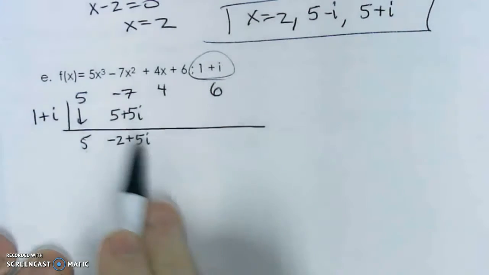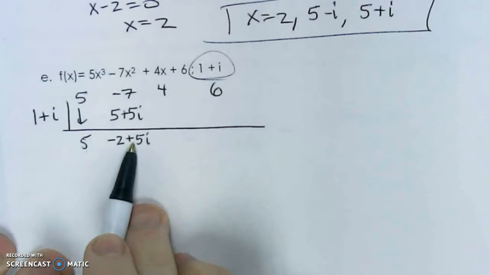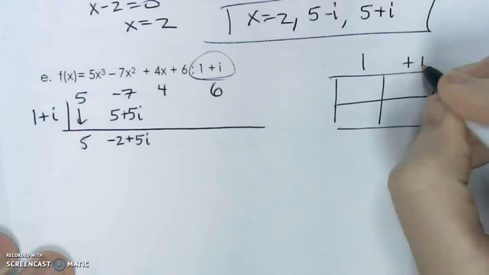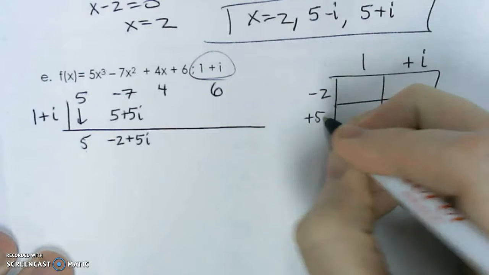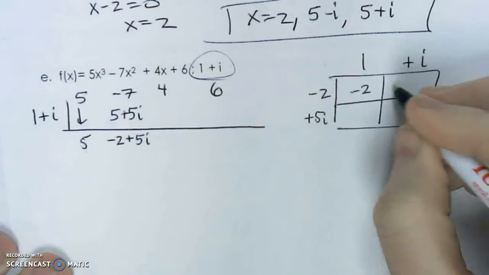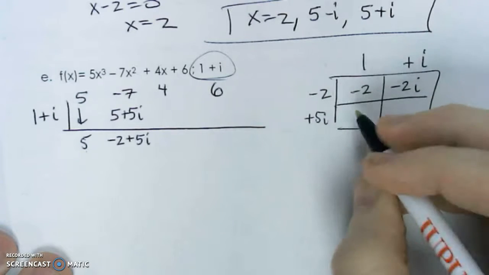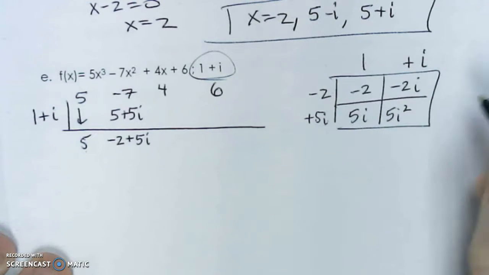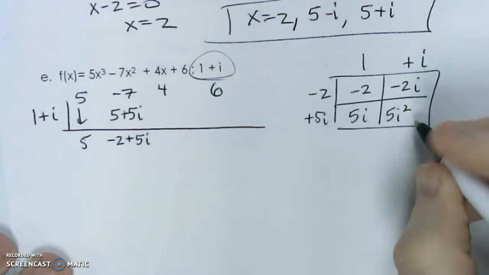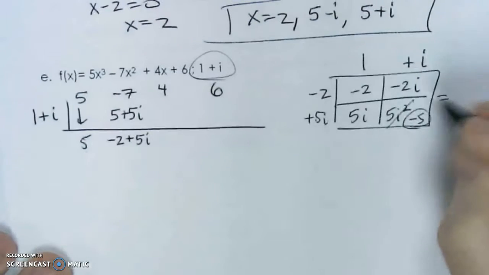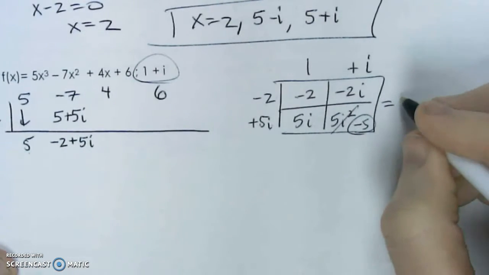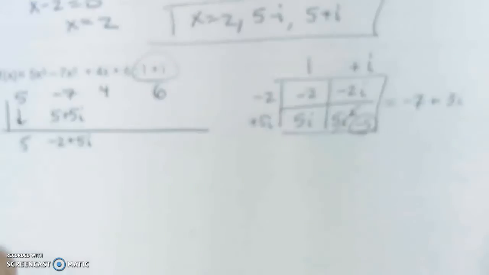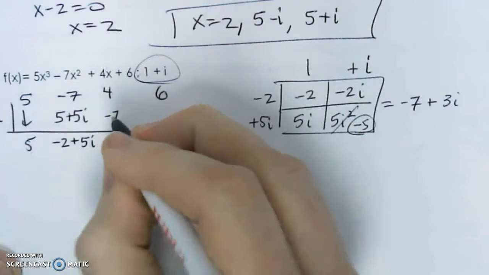And then we need to multiply first times the outside times this, and you get a foiling problem. So we've got 1 plus i and negative 2 plus 5i, which makes negative 2, negative 2i, and this will make 5i and 5i squared. The 5i squared really is going to be negative 5. So the real numbers are going to make negative 7. And then the i's are going to make positive 3i. And that goes in this spot under the 4. Negative 7 plus 3i.